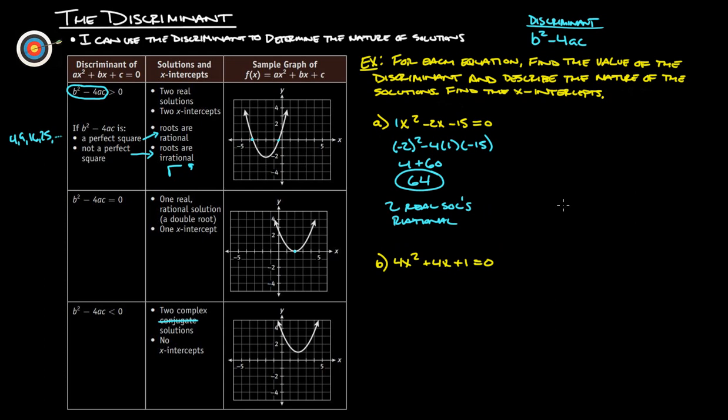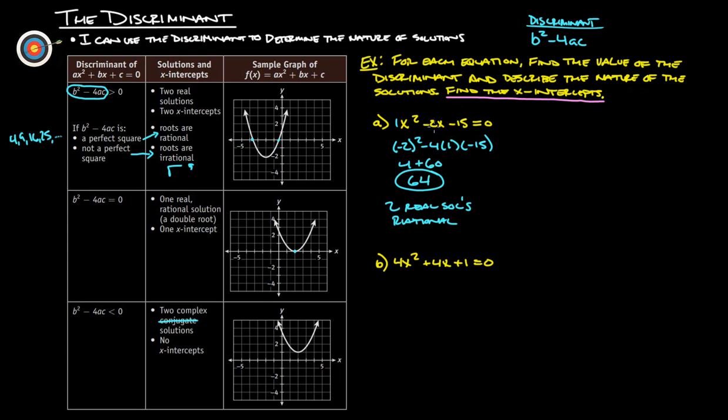Okay, that's really the big thing that we need there. So describe the nature of solutions, and then find the x-intercepts. Okay, so we want to actually go through and find what those are. So to find the x-intercepts, let's do this in a different color. You can try to factor it, or you can plug it into the quadratic.